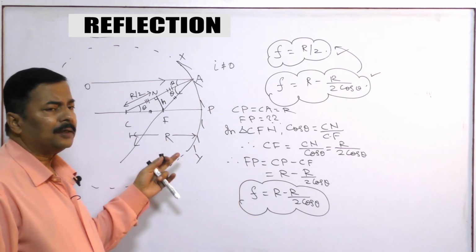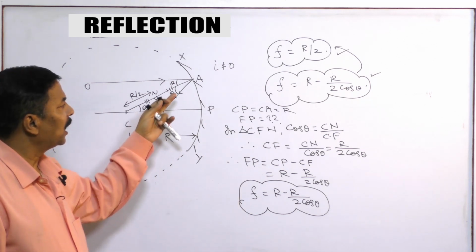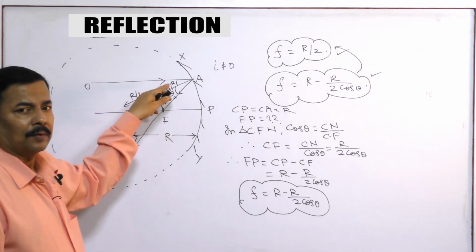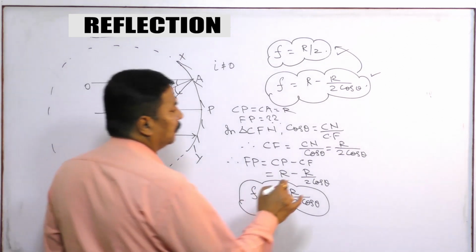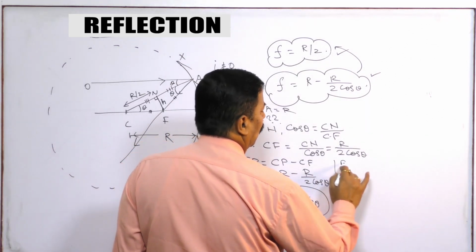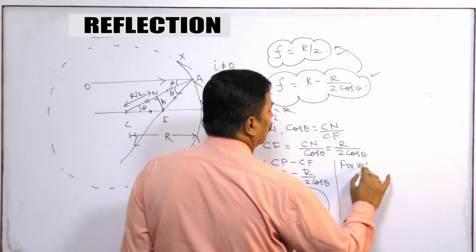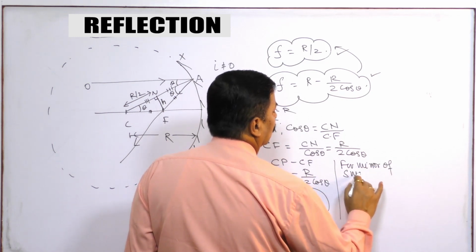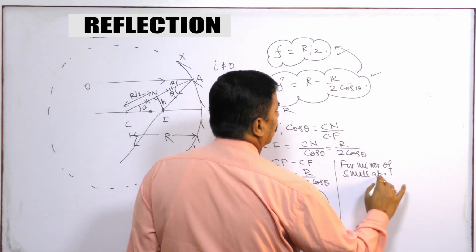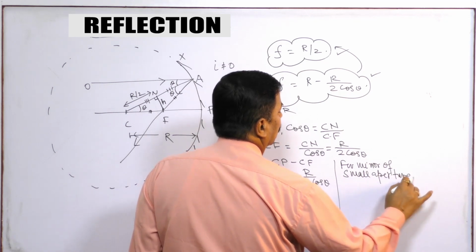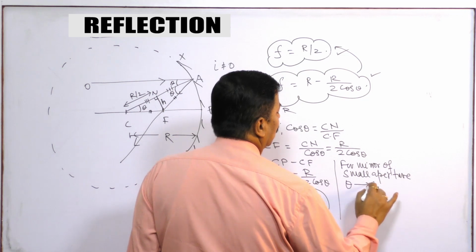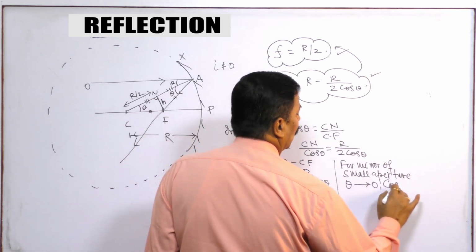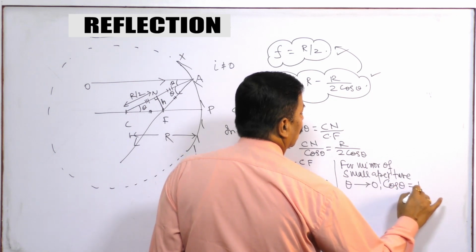If the mirror is small, that means theta is very small. For a mirror of a small aperture, theta is nearly equal to 0, and when theta is nearly equal to 0, cos theta becomes nearly equal to 1.